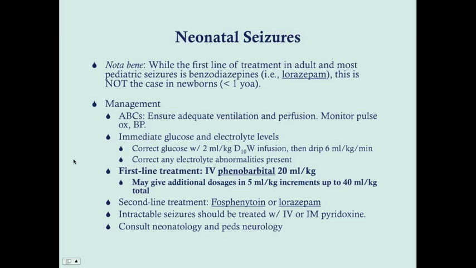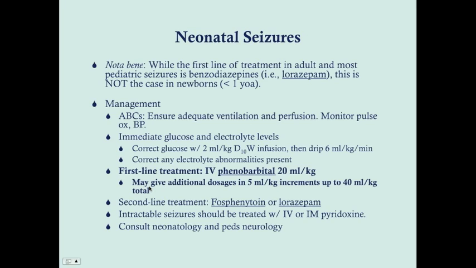The first line of therapy in neonatal seizures is phenobarbital. So yes, we use barbiturates first in neonatal seizures, and that's the opposite of adult seizures, where you give benzodiazepines first, and if that's not successful, then you give phenobarbital. In neonates, you give phenobarbital first, and if that's not successful, then you can go on to give either anti-epileptic drugs like phenytoin, or you can give lorazepam, a benzodiazepine. So the first line of treatment is IV phenobarbital, 20 mL per kilogram.